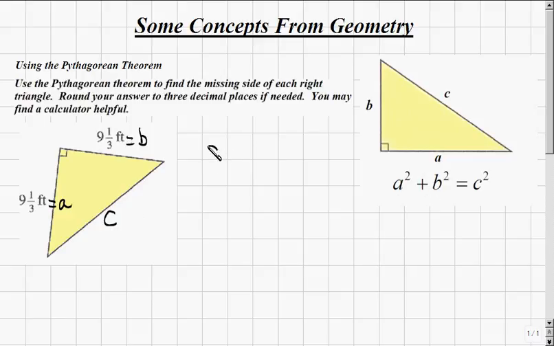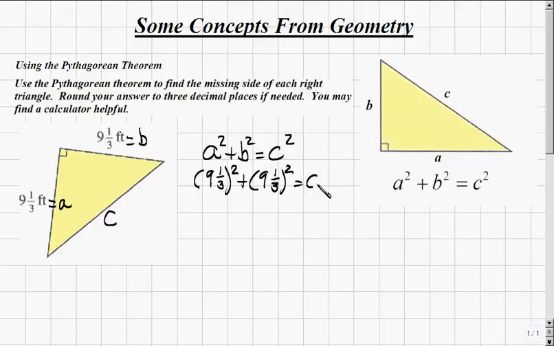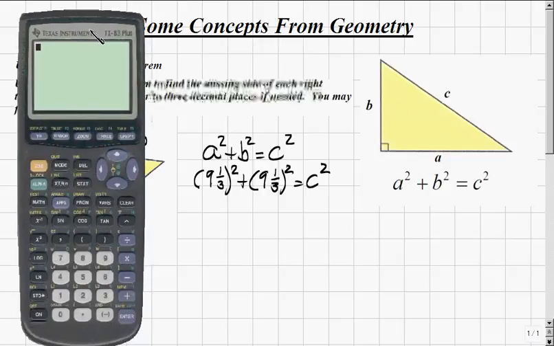So we'll first list the formula, a squared plus b squared is equal to c squared, and plug in 9 1/3 for both a and for b, and solve for side c. So this will look like 9 1/3 squared plus 9 1/3 squared equals c squared. Using order of operations, we're about to find 9 1/3 squared twice, add that answer up, and solve for c from that. To find 9 1/3 squared, let's use a TI-83 graphing calculator.